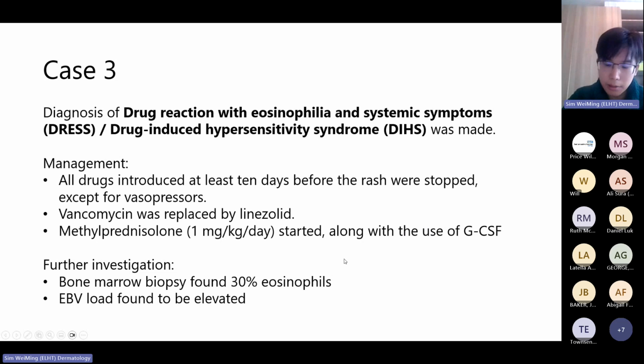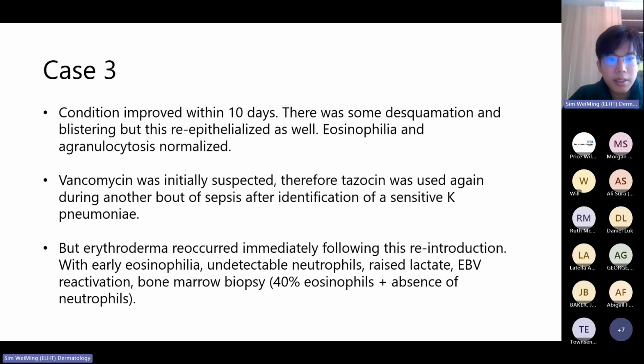And the EBV load was elevated, because most commonly in patients with DRESS you get reactivation of viruses like HSV and EBV. The condition actually improved within 10 days. There was some desquamation and blistering, but then the skin healed. There was still the eosinophilia, and the agranulocytosis actually normalized.